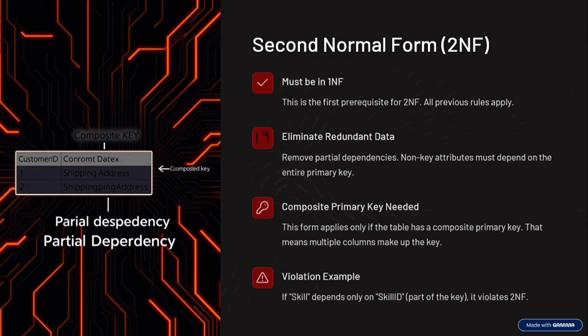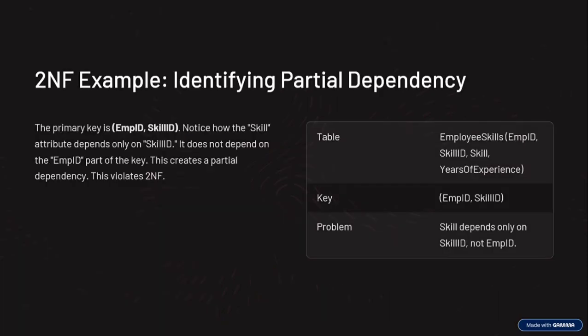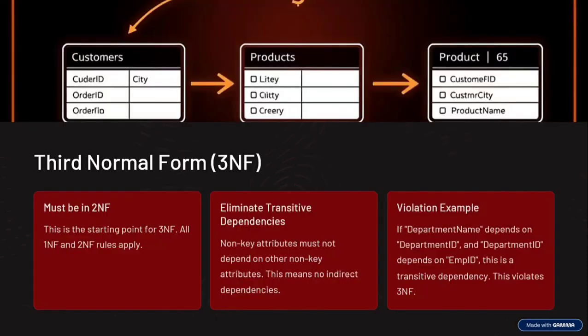For example, we can see identifying what partial dependency is. The composite key is employee ID, skill ID, and now notice how the skill attribute depends only on skill ID. It does not depend on employee ID, the other part of the key. This creates a partial dependency which violates 2NF. So here the employee skills table has employee ID, skill ID, and skill years of experience. The key is employee ID and skill ID. In the problem, skill depends only on skill ID, not on employee ID.